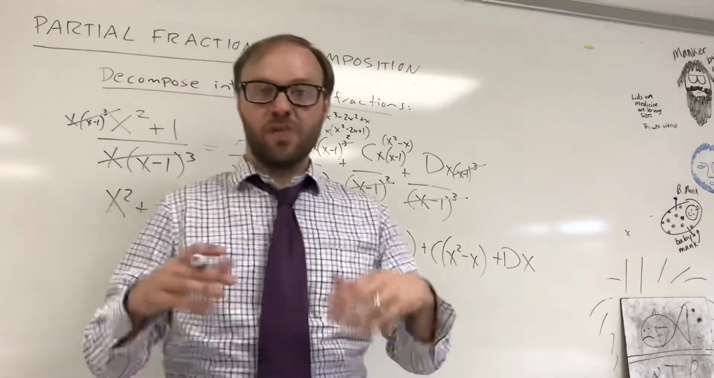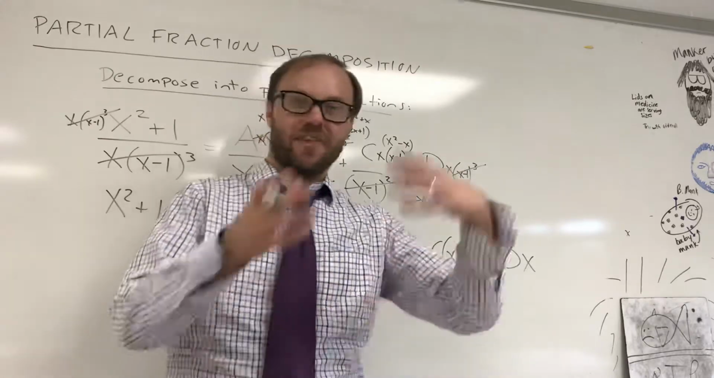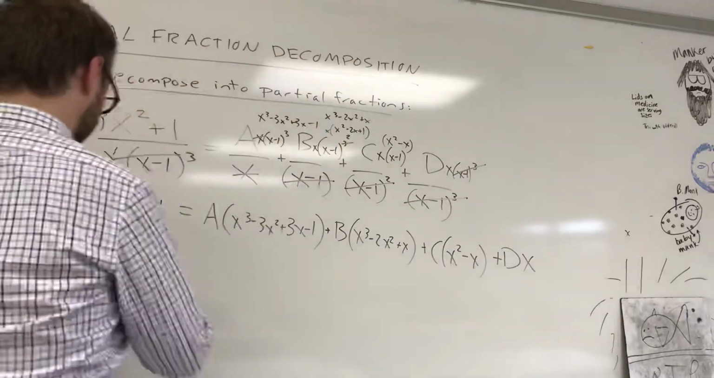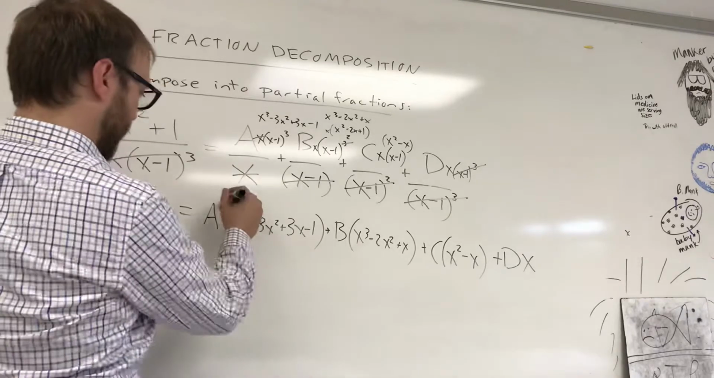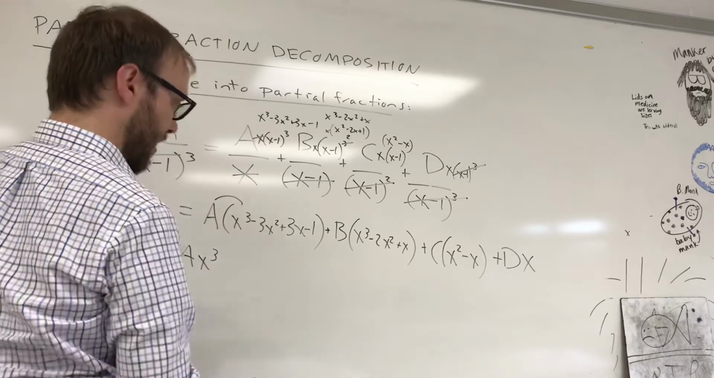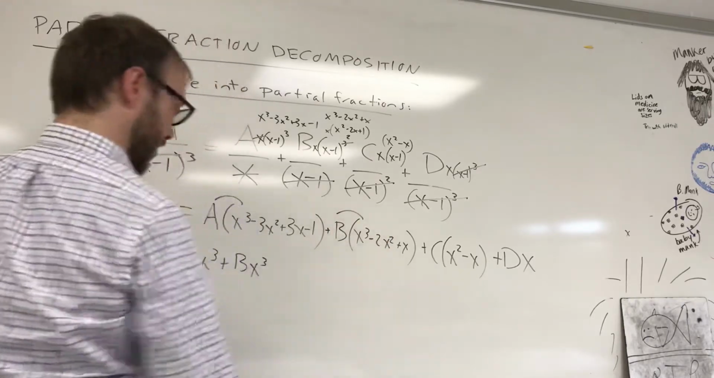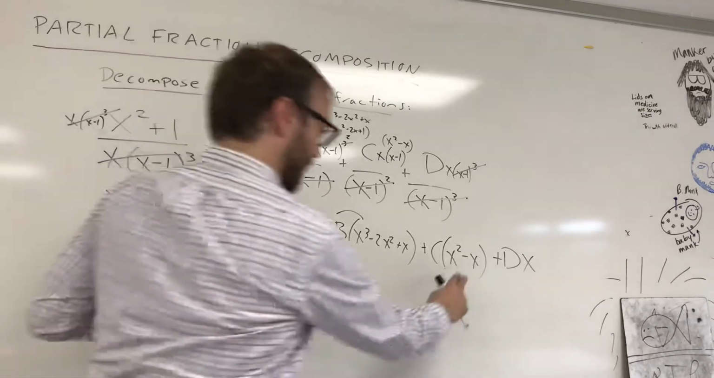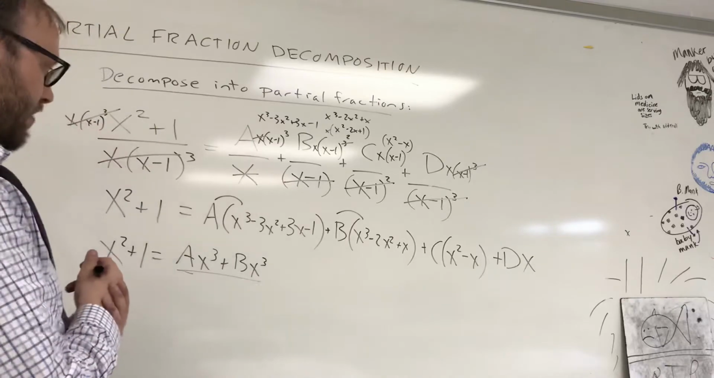I want my x cubed terms together, I want my x squared terms together, I want my x terms together, and I want my constant terms together. So I have x squared plus 1 is equal to, now my cubed term, I'm going to have an ax cubed term, I'm going to have a bx cubed term, and I'm not going to have any cubed terms from those last parts. So that's my cubed terms, okay?